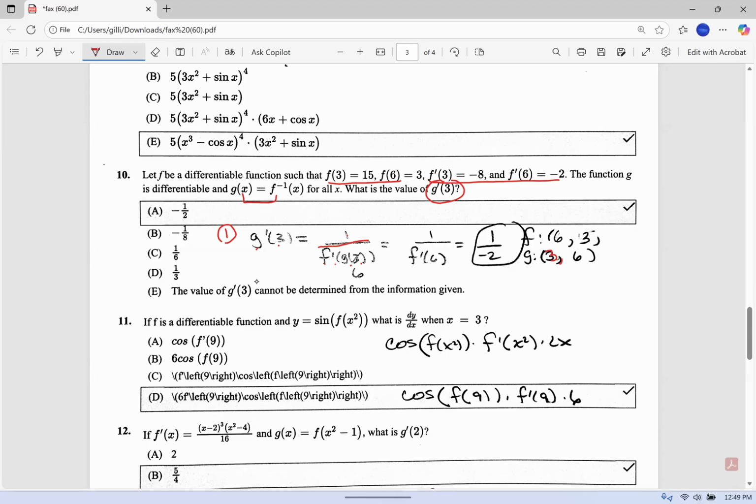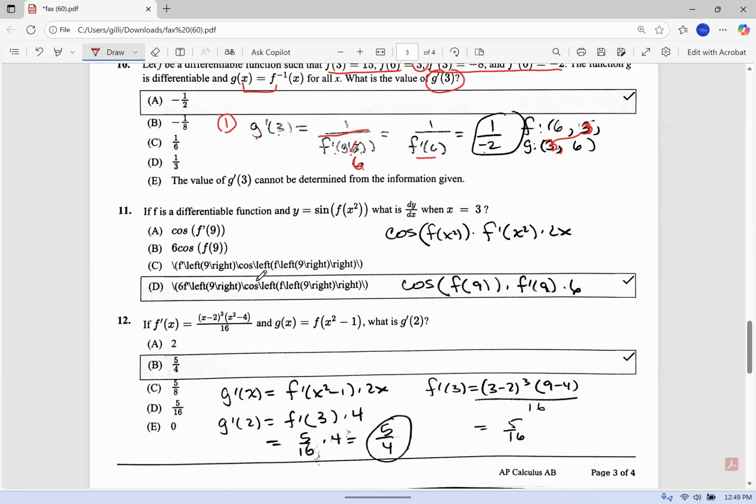I'm going to look to see when f has an output of 3, because the 3 here means a 3 there for f. So when does f assume that value of 3? It's when x is 6. I'll cross out g at 3 as 6, and then f prime at 6 from the given is -2, and my answer is -1/2.